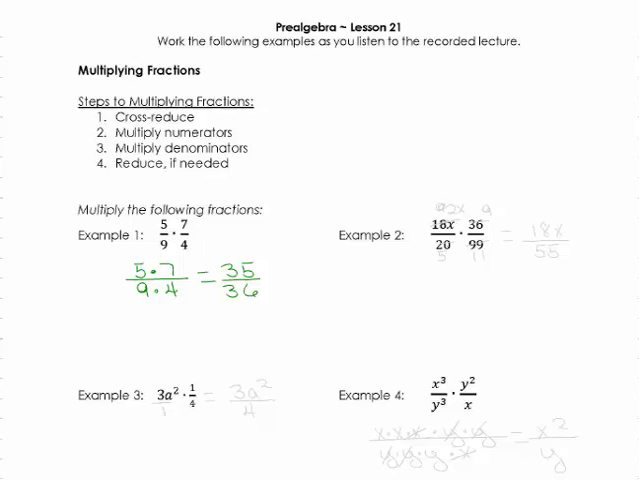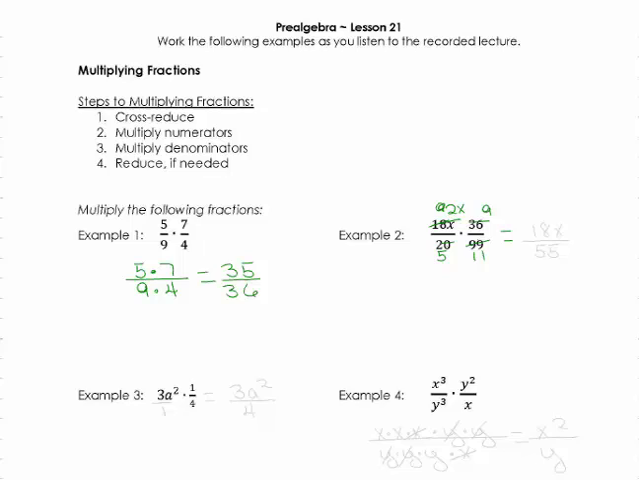If I decide to reduce 18 and 99, I would divide both of those by the greatest number I can think of that would divide into them, which is 9. 18 divided by 9 would give me a 2. So the 18x divided by 9 is 2x. When I divide, I have to divide the denominator by the same number, so I have to divide this 99 also by 9. And that gives me an 11. Well, let's take a look at 20 and 36. Both of those we can divide by 4. 20 divided by 4 is 5. 36 divided by 4 is 9. Now, I don't see anything else I can reduce, so I'm going to multiply numerators.